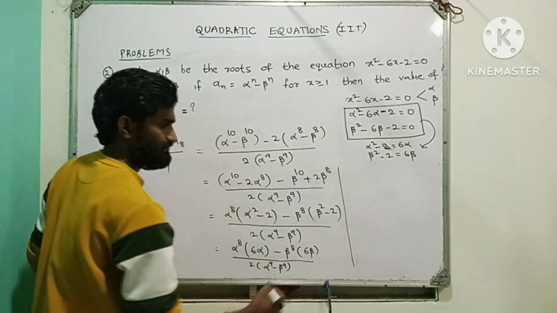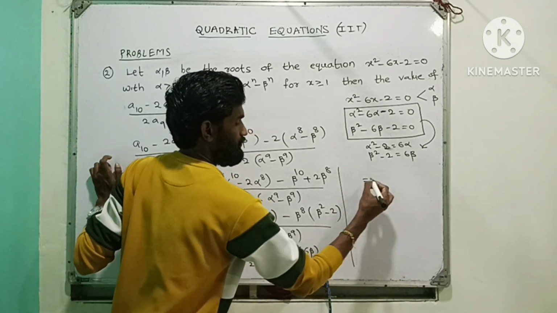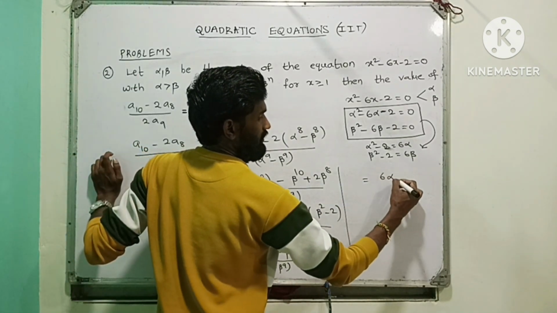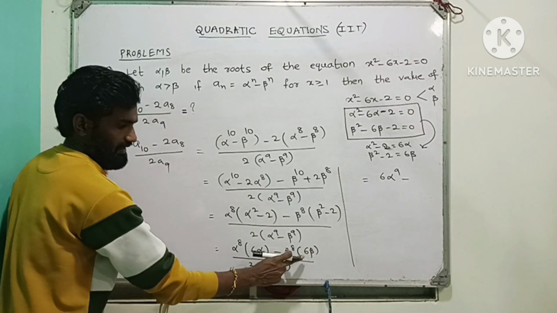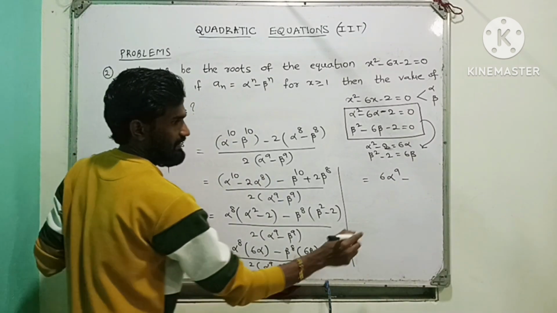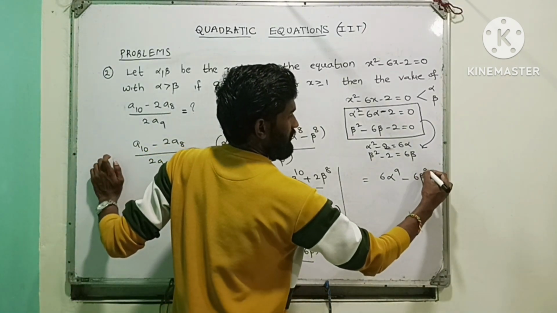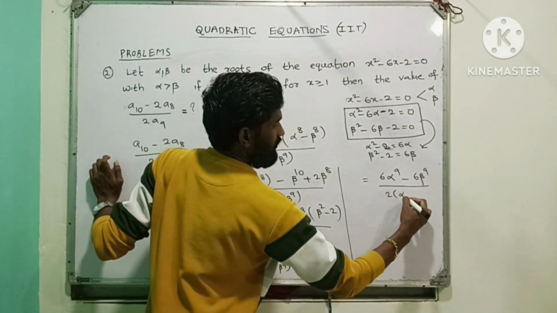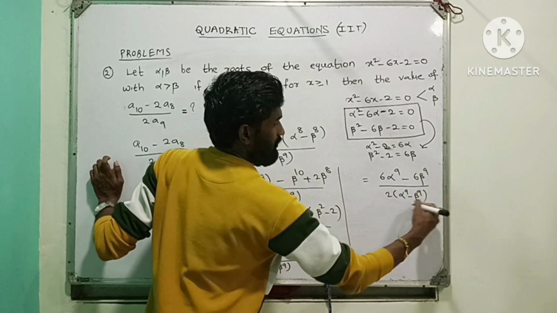Now just observe here, which is equal to 6 into alpha power 9 minus 6 into beta power 8 into beta, which is nothing but 6 into beta power 9, by 2 into (alpha power 9 minus beta power 9).